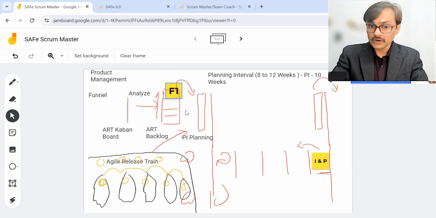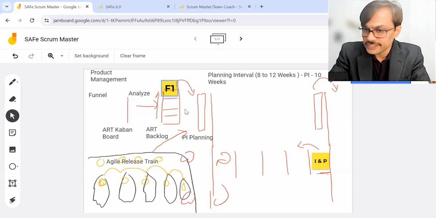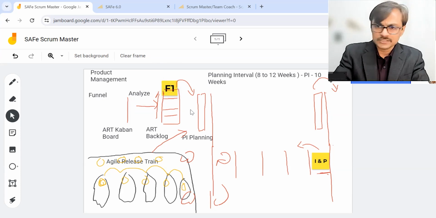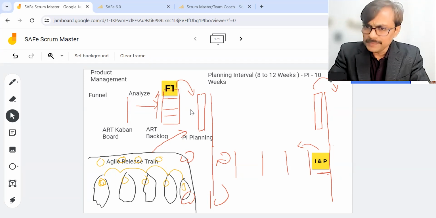So the ART backlog, in the SAFe way of working, contains well-refined features. It is not like a wish list. It is not equivalent to your product backlog. It should not have more than 10, 15 items. Something which you can do in the upcoming PI. What you are tentatively planning to do in the upcoming PI is the thing which comes into the ART backlog.